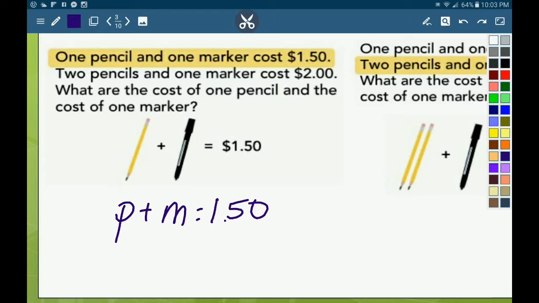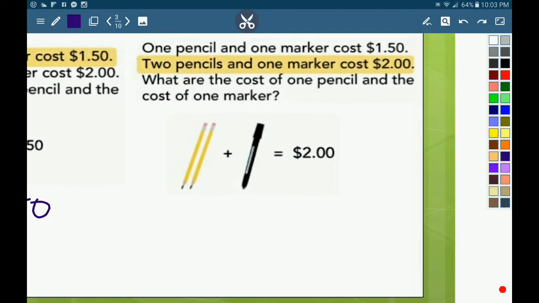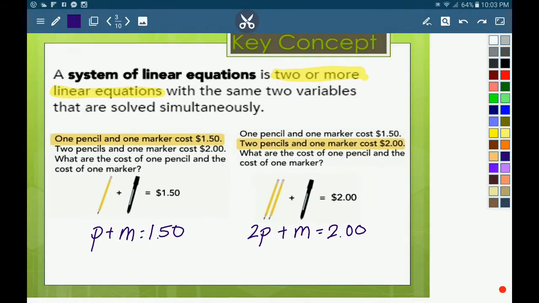So now I have to create a second equation because there are two variables. The amount of equations should match the amount of different variables. So that's where this second sentence comes in. Two pencils and one marker cost $2. So as you can see, I got you a picture of two pencils plus a marker equaling $2. So let's call that two pencils, 2P, plus one marker, M, is equal to $2. And now we've actually constructed a system.